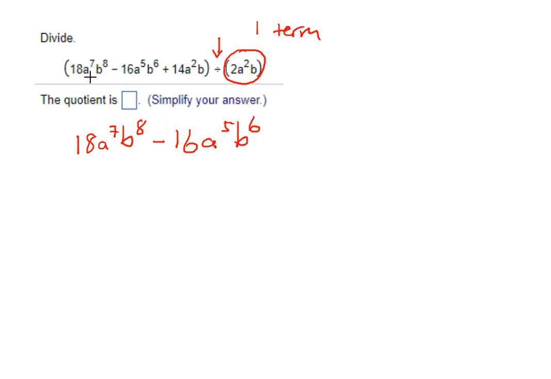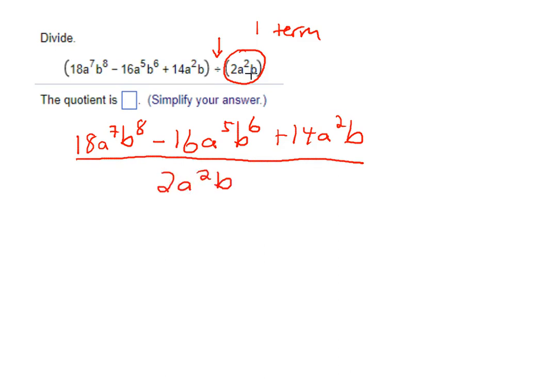So on the top we'll have the 18, a to the 7th power, b to the 8th power, minus 16, a to the 5th power, b to the 6th power, plus 14, a squared b. The whole thing will get divided by 2, a squared b, right? So that's going to go in the denominator. And the shortcut is take the denominator and divide it individually into each term of the numerator. So basically we're taking this one fraction, splitting it up into multiple fractions where the common denominator is 2a squared b. Right? And so we're going to get 18, a to the 7th power, b to the 8th power.